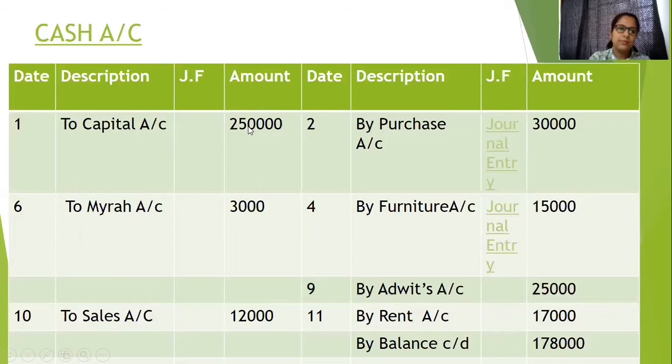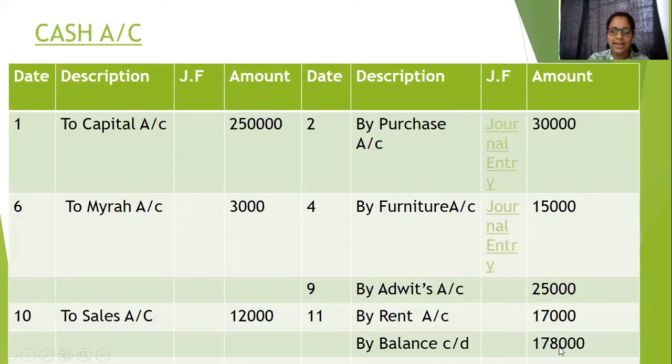Generally, cash will show debit balance. It means here, if we add, it should be more and it should be less. So when we add, we will do total of both the sides. Okay, when we do total of both the sides, we will check. Here balance is 1,78,000. Okay, when we calculate, we total it, we calculate 1,78,000 is the balance.